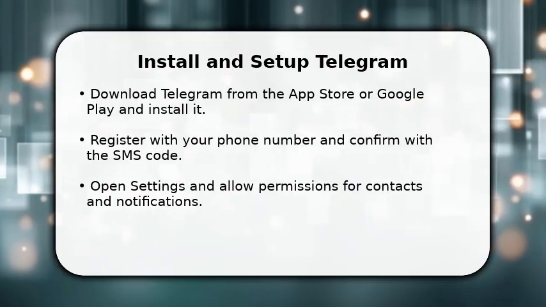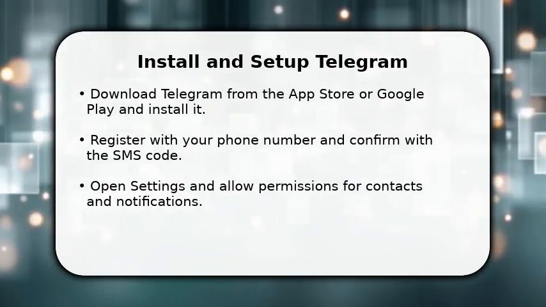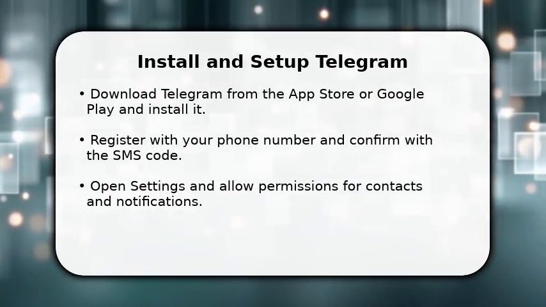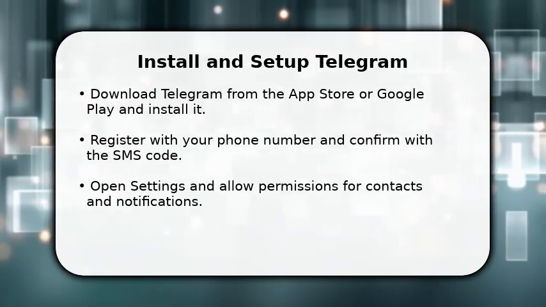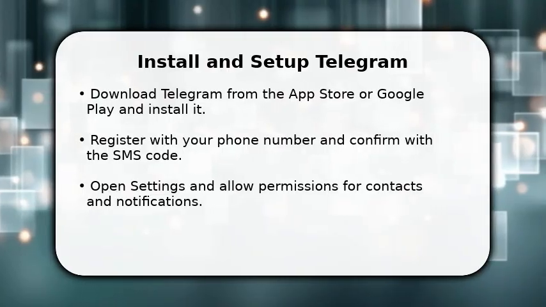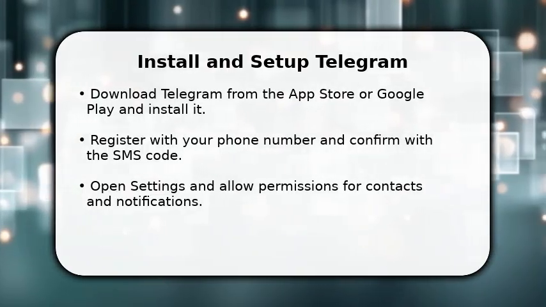First, download Telegram from the App Store or Google Play and install it. Next, open the app and register with your phone number to create an account. You will receive an SMS code to confirm your identity, so enter that code when prompted.